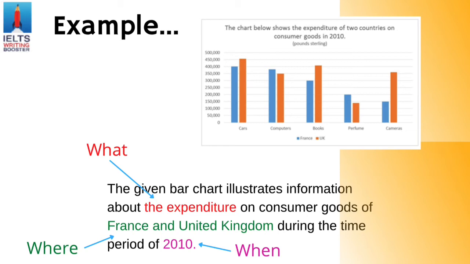Here you can see what means what information about, that is the expenditure on consumer goods. Second, the where means countries' names, like France and United Kingdom. And finally, the when means the time period, that's the time period of 2010.